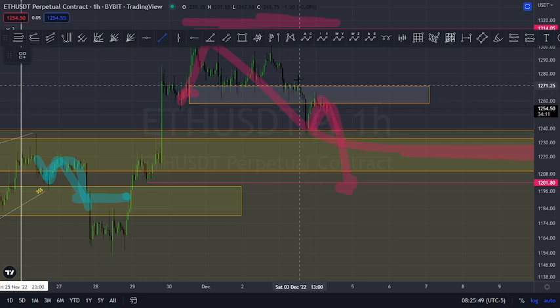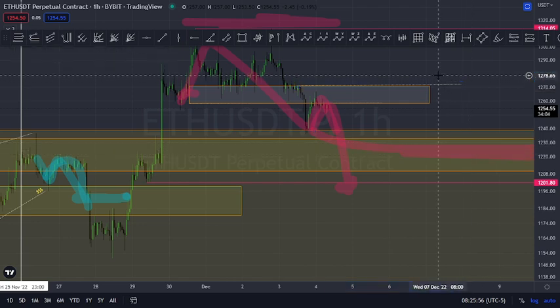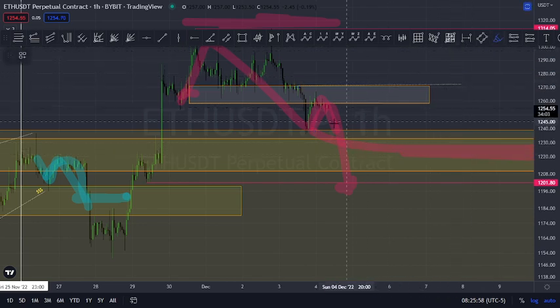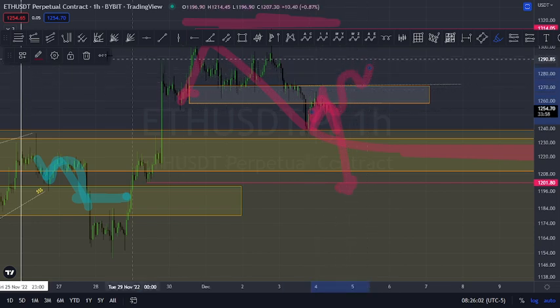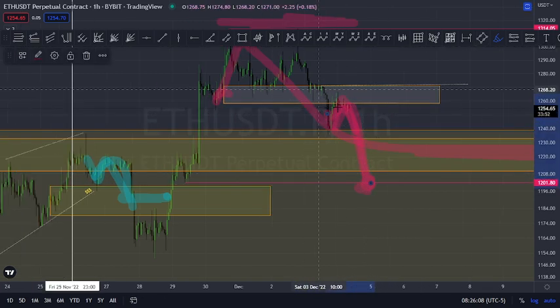So this was my first grand scenario. If this high is taken, you can expect some more ups, but this is not the case. The main scenario is this one, as I explained to you guys.